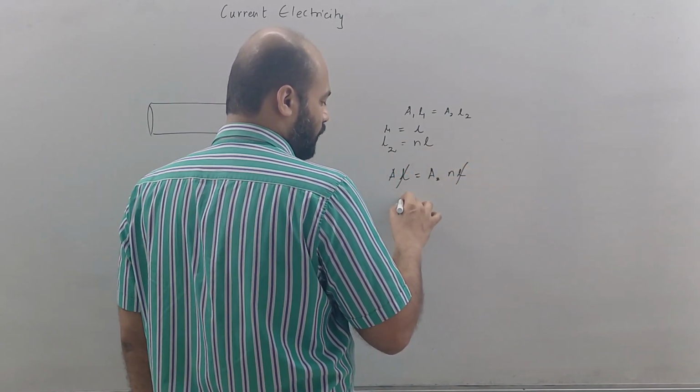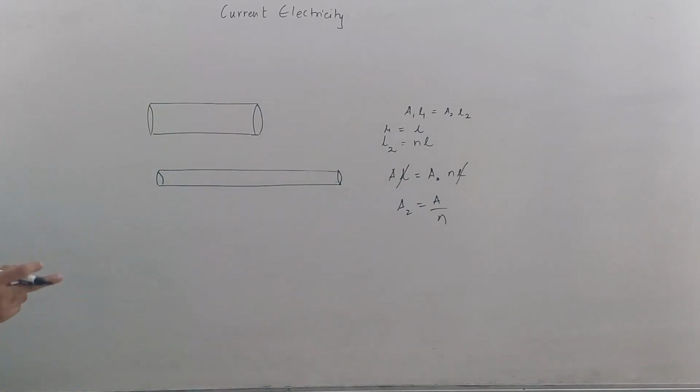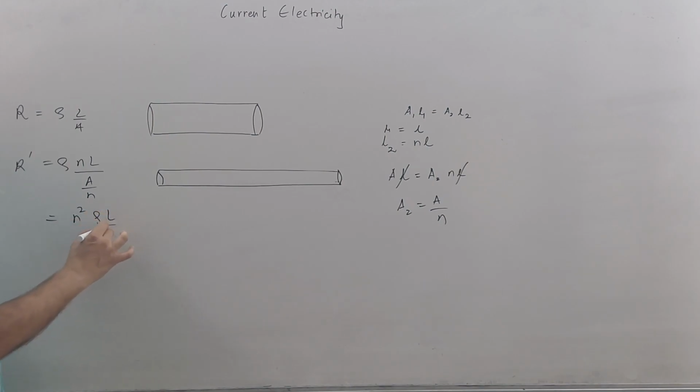What happens to the area? Area reduces by n. That is what we understand. So if earlier our R was rho times L by A, now R dash will look like rho, because rho will not change. It's the same material that we're using. L will become n times L and area will become A by n. Overall what has happened is n square rho L by A. This has happened, and this is R dash. So what I can write is R dash is n square times R.